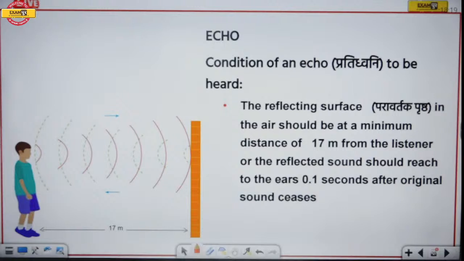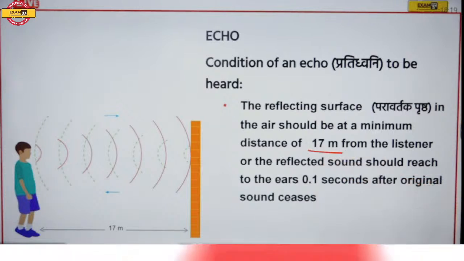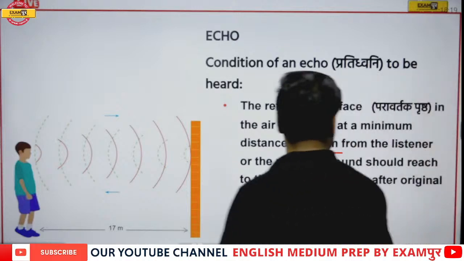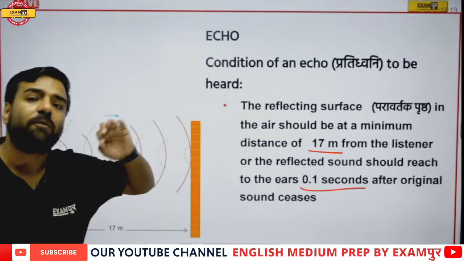Now if I talk about the condition of this echo, the reflecting surface in the air should be at a minimum distance of 17 meters from the listener, or the reflected sound should reach the ears 0.1 seconds after the original sound has ceased. So when the particular person has stopped saying something.